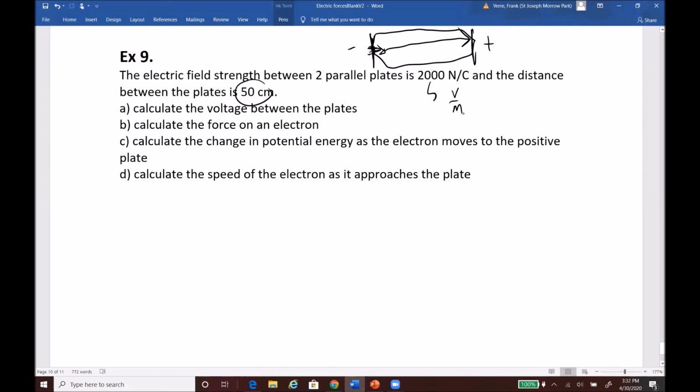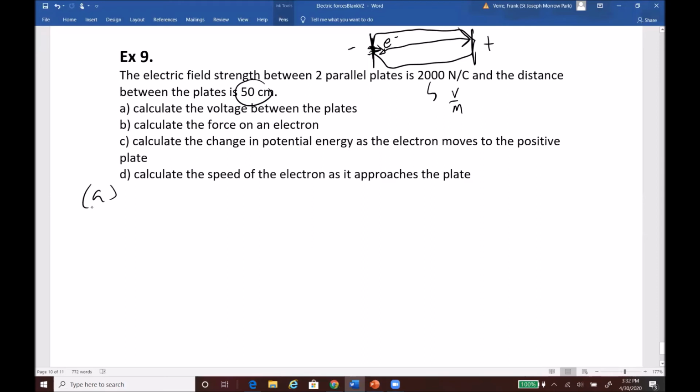All right, so we're going to do 4 things. We're going to calculate the voltage between the plates. We're going to do the force on an electron, because these beams are really just little electrons flying through the cathode ray tube. We are going to calculate the change in potential energy, and then we are going to calculate the speed of the electron. Okay, so let's do A first.